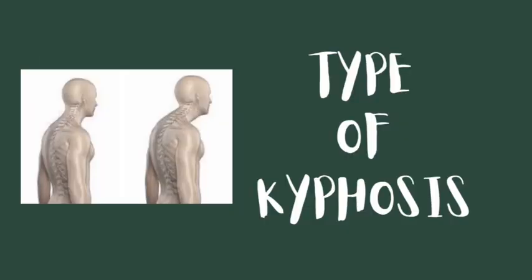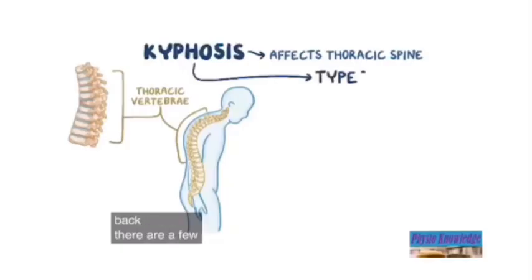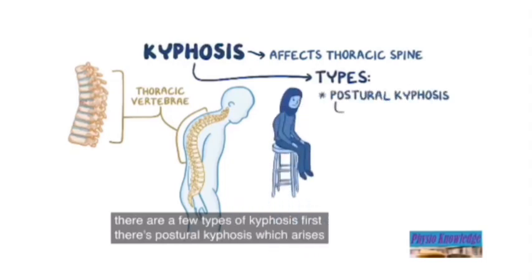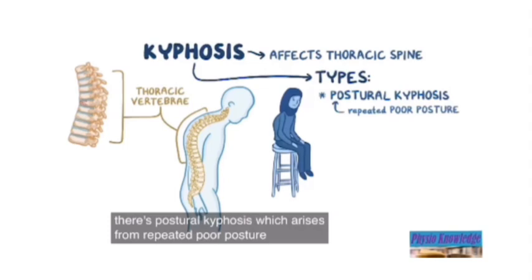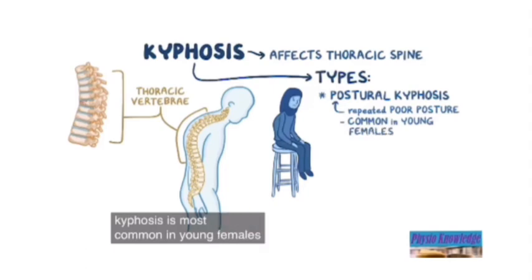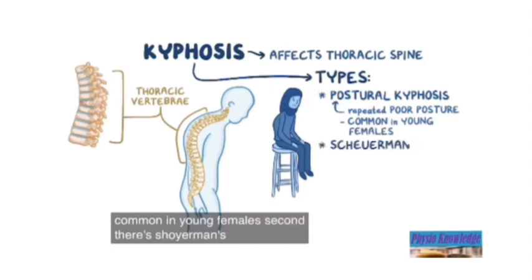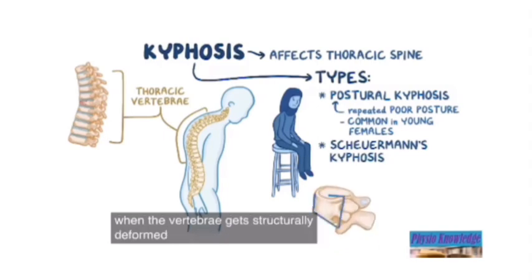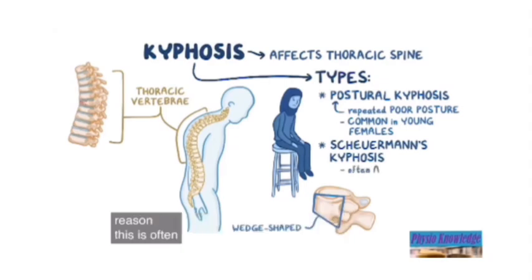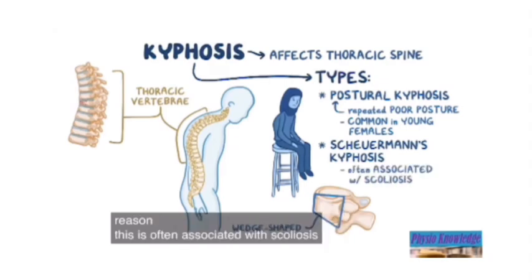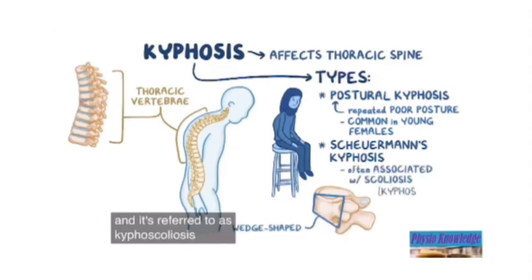Types of kyphosis. There are a few types of kyphosis. First, there's postural kyphosis, which arises from repeated poor posture, like slouching for a long time. Postural kyphosis is most common in young females. Second, there's Scheuermann's kyphosis, which is when the vertebrae get structurally deformed and become wedge-shaped for an unclear reason. This is often associated with scoliosis, and it's referred to as kyphoscoliosis.